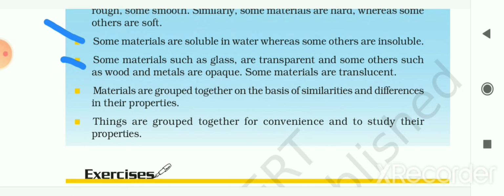The materials are grouped together on the basis of their similarities and differences in their properties. And at last, things are grouped together for convenience and to study their properties.